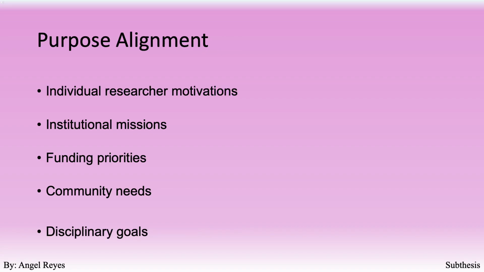Successful research often requires aligning purpose across multiple stakeholders. Individual researcher motivations provide the personal drive essential for sustaining effort through challenges, ideally connecting to deeper values beyond career advancement. Institutional missions establish broader contexts for research, potentially emphasizing particular approaches, topics, or outcomes aligned with organizational values.